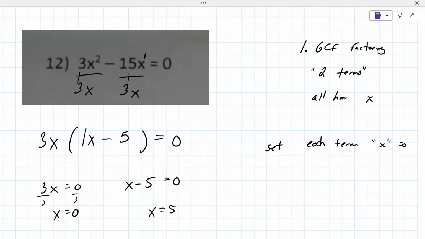Okay, so x equals 0, x equals positive or -5. Well, how do you undo subtraction? Well, to addition. Okay. All right.